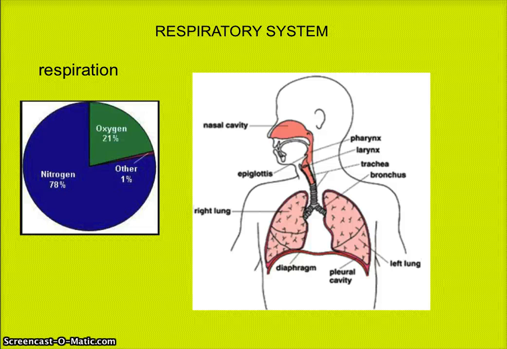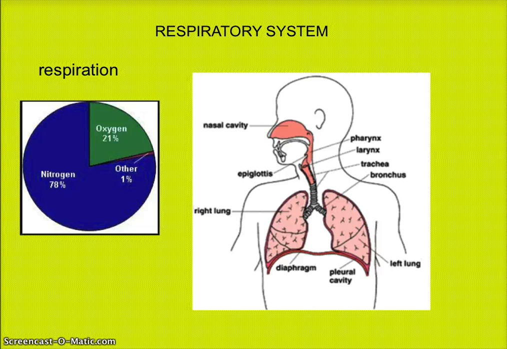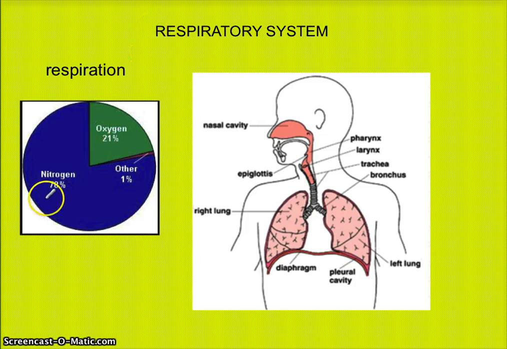The oxygen your body needs comes from the atmosphere. You knew that. But the body doesn't use most of the gases that we breathe in. Here's a pie chart of the gases that are in the air. You've probably studied this at some point, maybe even in my class. Nitrogen is like 78% of the air.